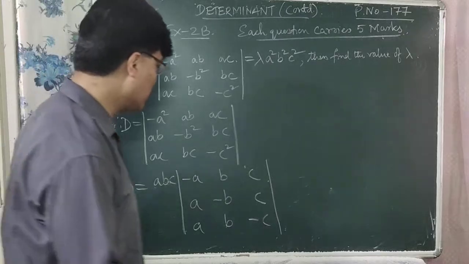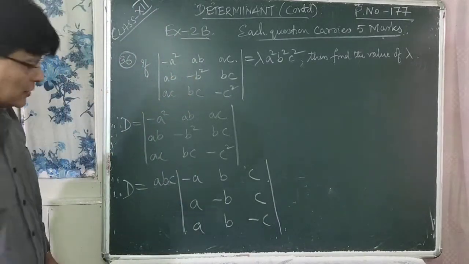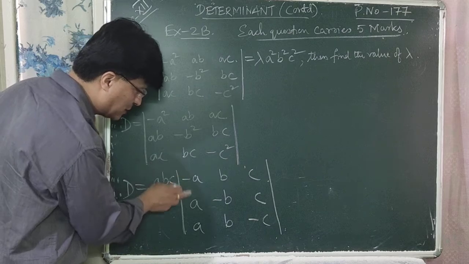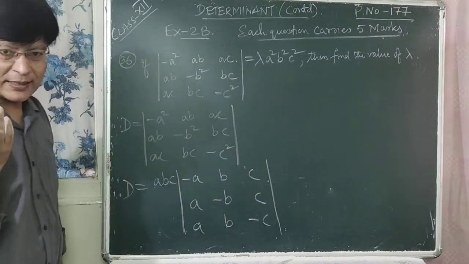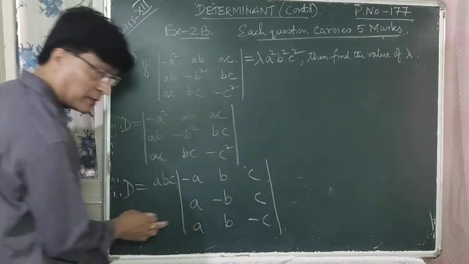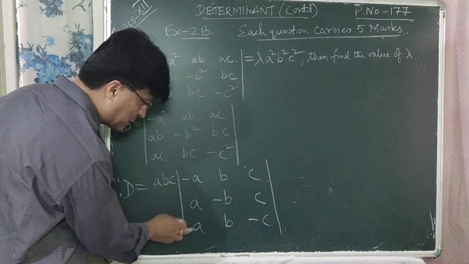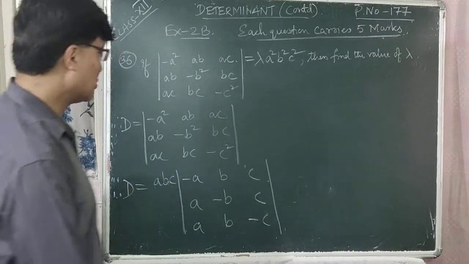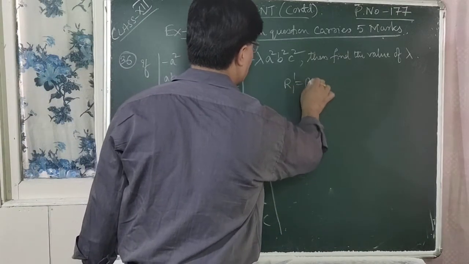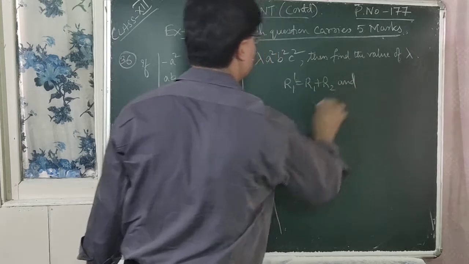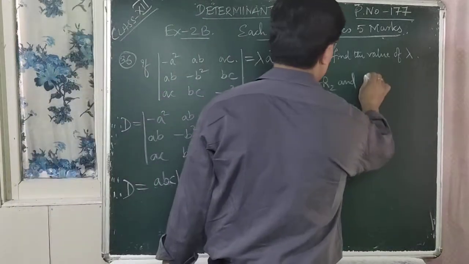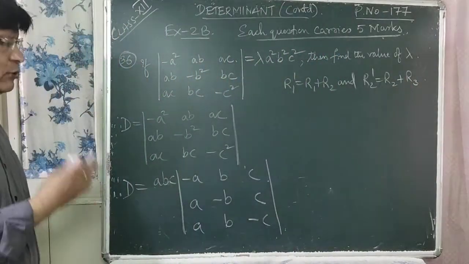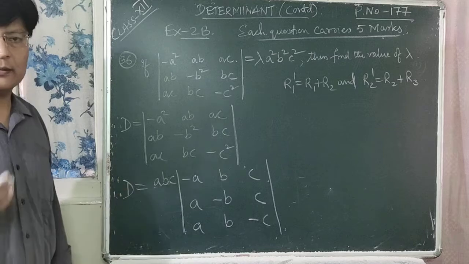Okay. Next, what will you do? You can use the properties of determinant here. If you do R1 dash is equal to R1 plus R2, that means row 1 is changing: minus a plus a is 0, b minus b is 0, c plus c is 2c. It is quite easier, isn't it? Again, you can do R2 dash is equal to R2 plus R3: a plus a is 2a, minus b plus b is 0, c minus c is also 0. So let's use the property R1 dash is equal to R1 plus R2, and the next property is R2 dash is equal to R2 plus R3. That means row 1 and row 2 are changing.